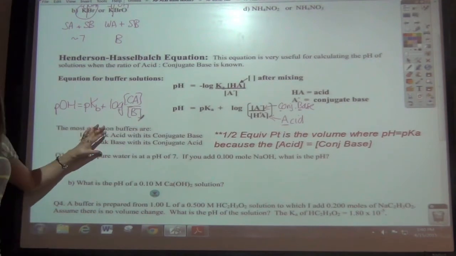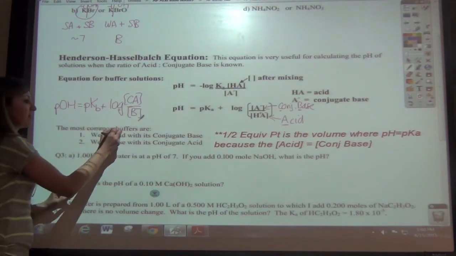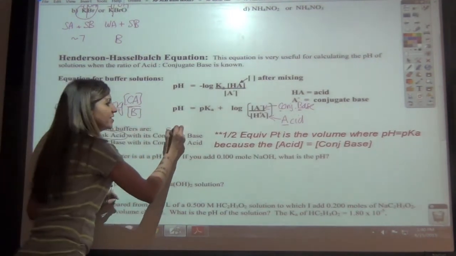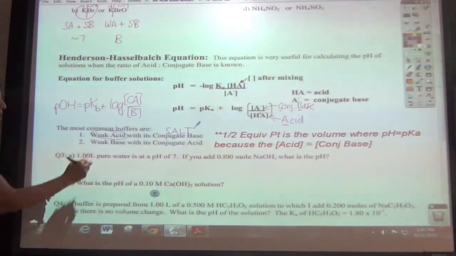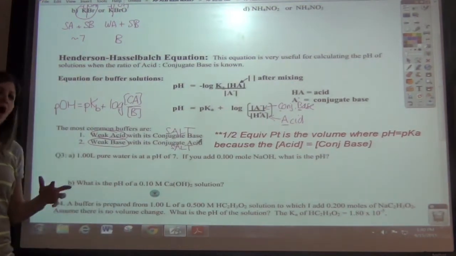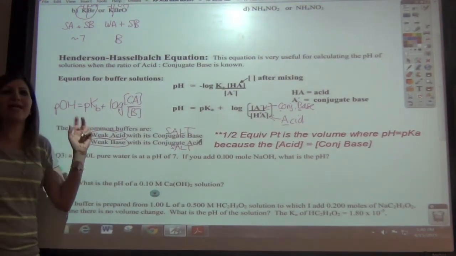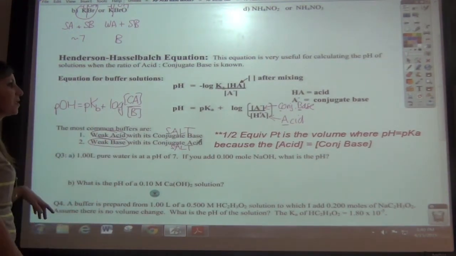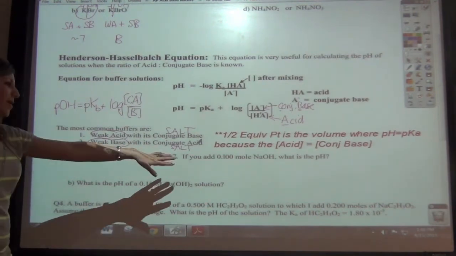So what is a buffer? Again, all a buffer is, it's a weak acid with its salt, or it's a weak base with its salt. So what they call the conjugate acid or the conjugate base, that's also called the salt. Okay? So I'm going to come back to this in one second.